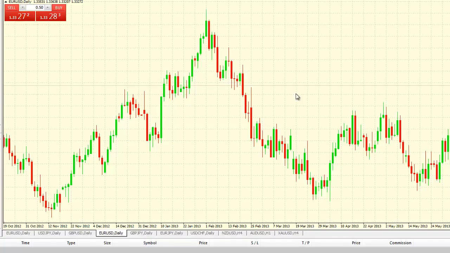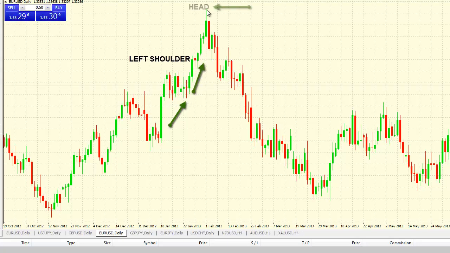We consider the example of the euro-dollar over the daily time frame. As you can see, this is what we spot as the head and shoulder top pattern. This is what we identify as the left shoulder. This is the highest point or the peak of the left shoulder. After making this peak, the price retraced back towards lower levels and then trended back again, making a higher high in the formation of the head.